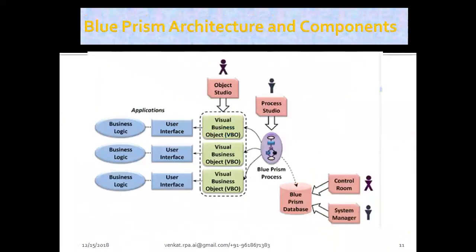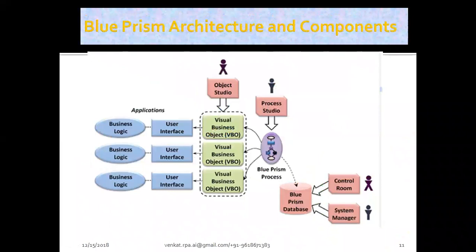Next, Blue Prism architecture and its components. If you see, this is the toughest architecture. Many components are there. Even in the studio, two components are there: Object Studio and Process Studio. First, objects will be developed and then deployed into the database. On top of it, the process will be developed, and then that has to be deployed into the database.